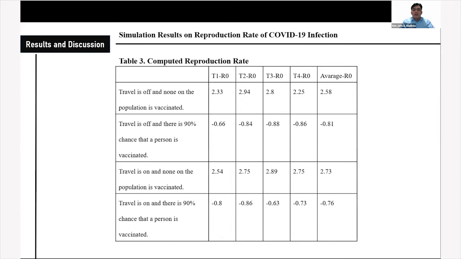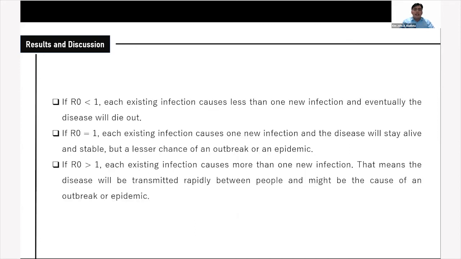To interpret the results, we must understand that if R0 is less than 1, each existing infection causes less than 1 new infection, and eventually the disease will die out. If R0 is equal to 1, each existing infection causes 1 new infection, and the disease will stay alive and stable, but with a lesser chance of an outbreak or an epidemic. If R0 is greater than 1, each existing infection causes more than one new infection. That means the disease will be transmitted rapidly between people and might be the cause of an outbreak or epidemic. This information is all according to the National Center for Immunization and Diseases.